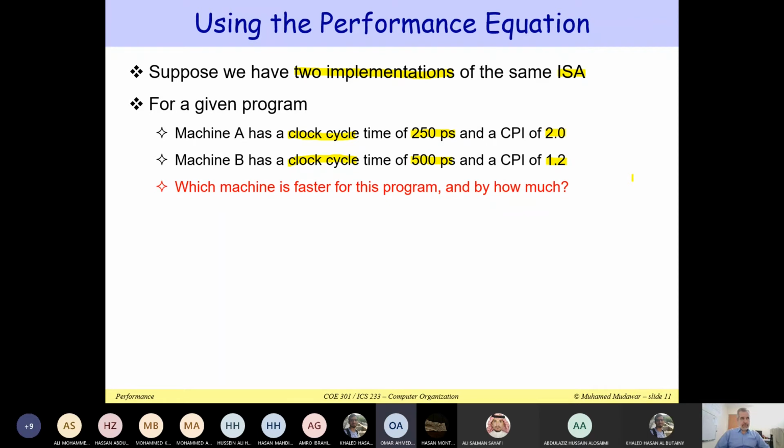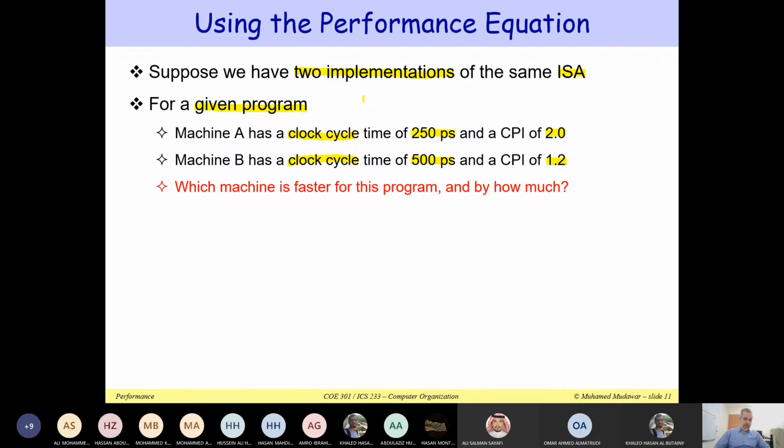We multiply them together, but we omit the instruction count. The first one would be 500. It says a given program, so we're executing the same program on computer A and computer B. It's exactly the same program, right? So the instruction count is the same.